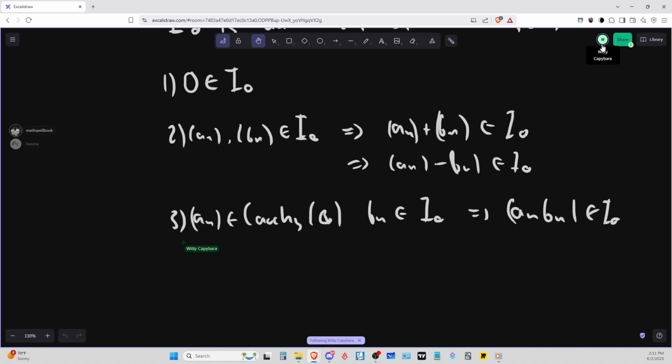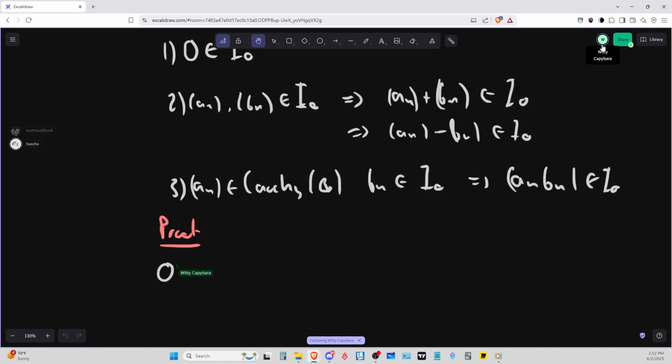The first property is kind of obvious, because what is 0 in the case of Cauchy sequences? It's the sequence where every term is 0. Obviously the sequence which is always 0 converges to 0. So the first is obvious.